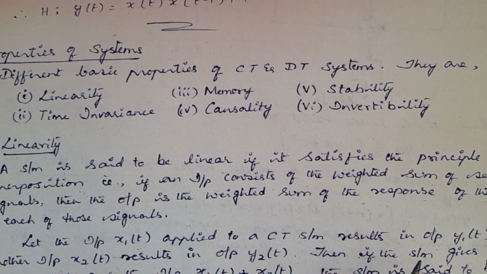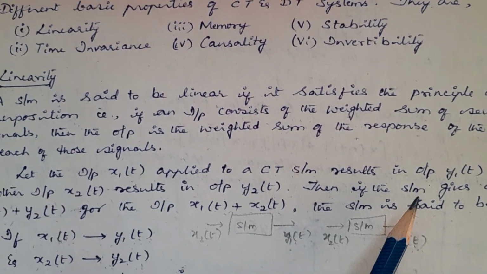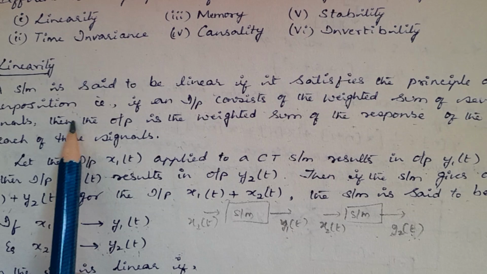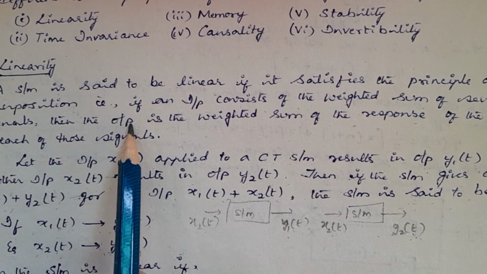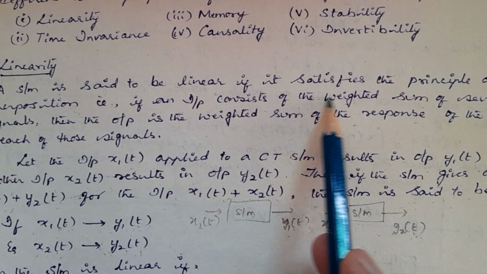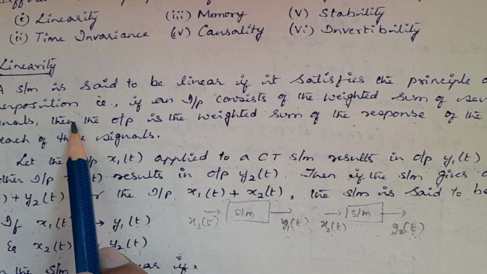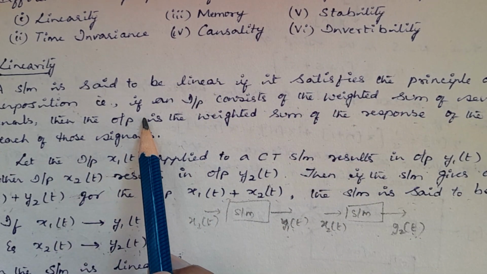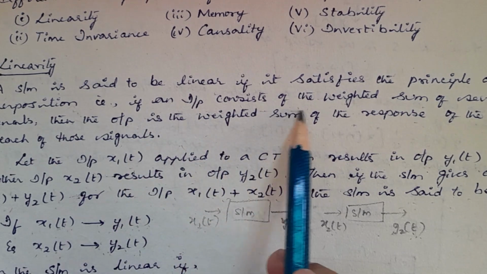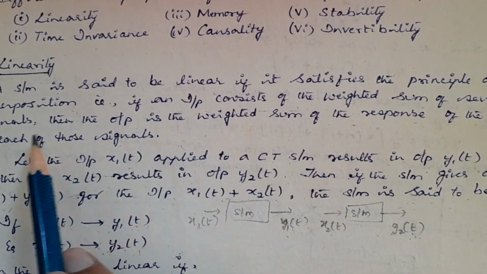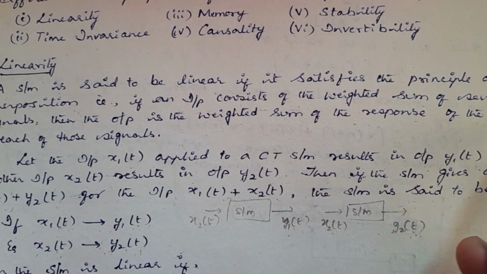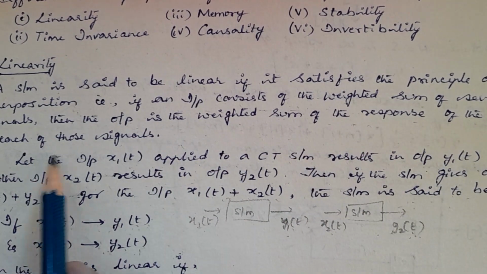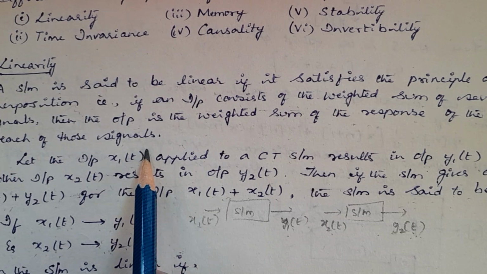Properties of systems. The first property is linearity. A system is said to be linear if it satisfies the principle of superposition. That is, if an input consists of the weighted sum of several signals, then the output is the weighted sum of the response of the system to each of those signals.